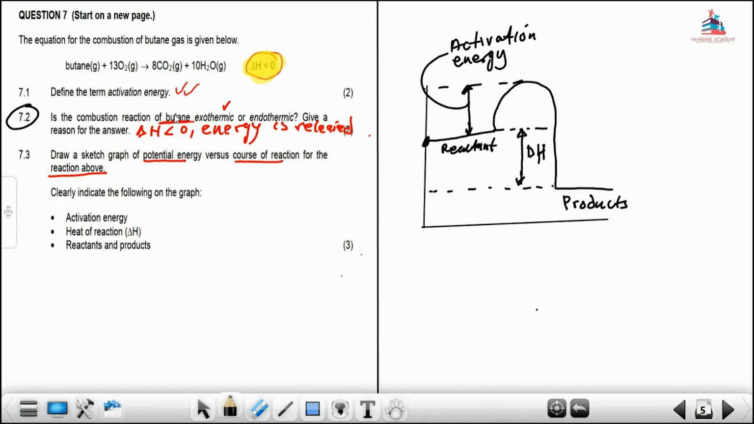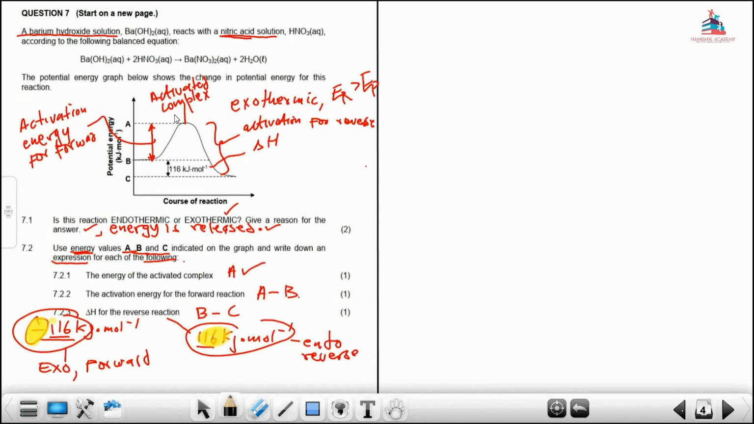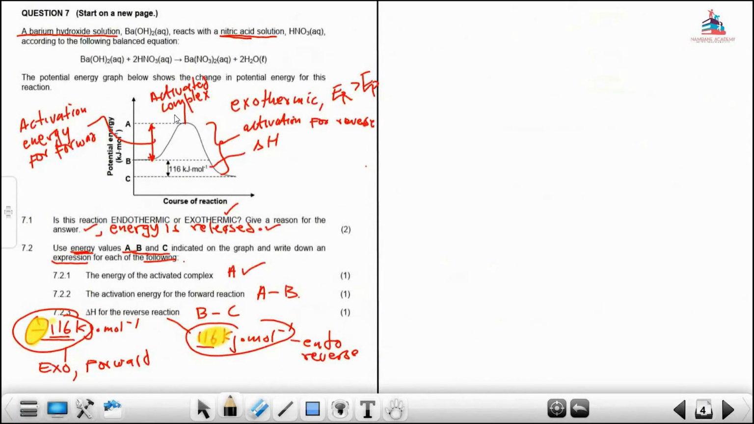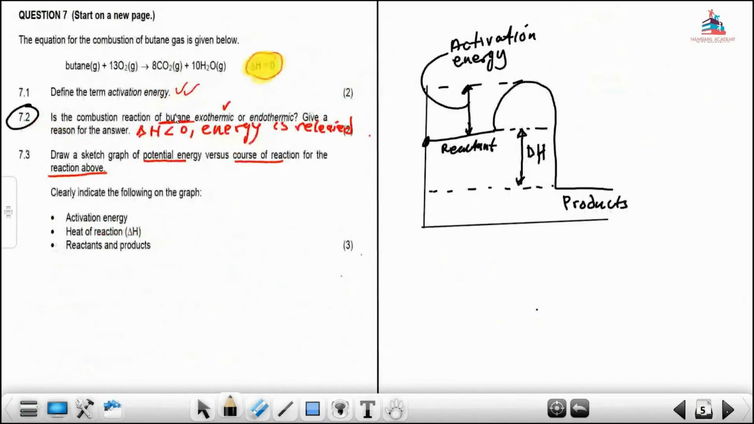So the challenge is they can either give you a graph. You saw question number 1, it was a graph and questions that followed. Then this one was also a graph. This one now, it's a reaction, but we are told that delta H is smaller than 0 and we are expected to draw the graph. We will do more of this closer to when we revise.